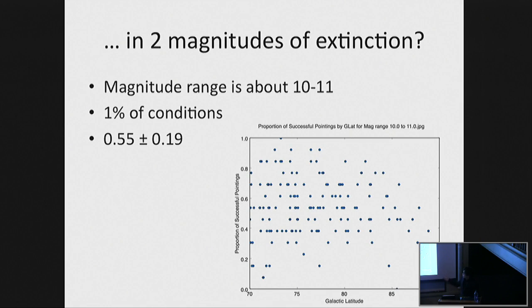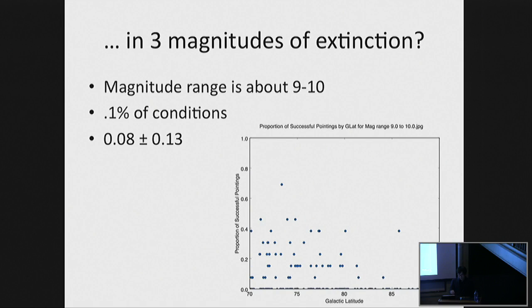Under 2 magnitudes of extinction, which occurs 1% of the time, again, there are definitely several points where the LSST probably shouldn't be looking under these weather conditions, but there are also a lot of points that it still can look at. And under even worse conditions, which happen 0.1% of the time, it becomes really, really difficult to guide. But my program will tell the LSST which specific fields of view can be guided.